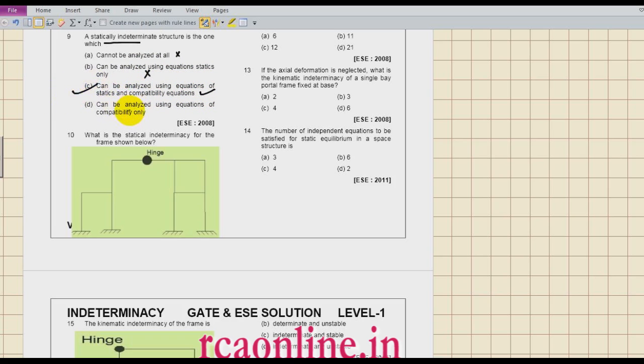Let us read the fourth also. Can be analyzed using equations of compatibility only. No, we need compatibility and equilibrium equations. So which is the right answer? C. Now see the next question.